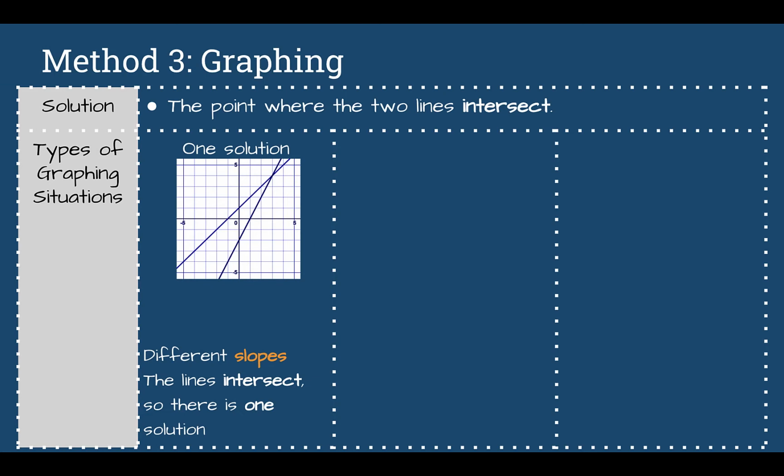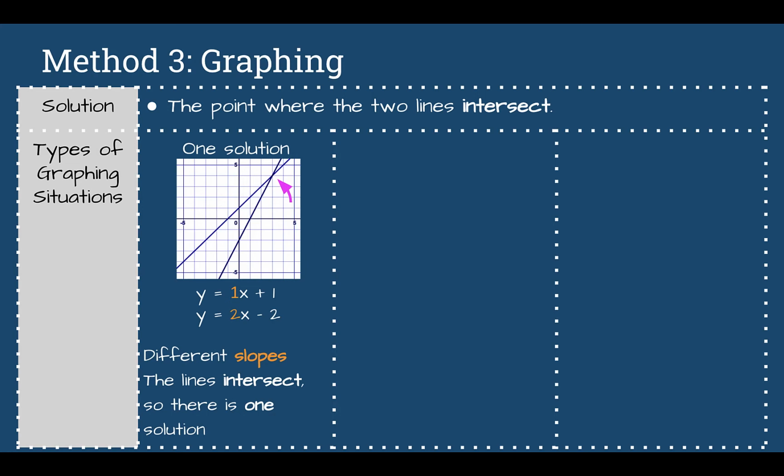When we're graphing, there are 3 types of situations we might come across. So the first type is one solution. And that is where they intersect. So they're going to cross at one spot. That is your solution. We can tell this before we even graph or while we're graphing. If they have different slopes, you're going to have one spot where they intersect.